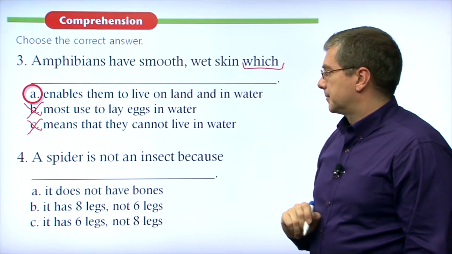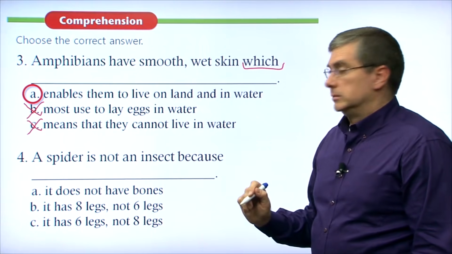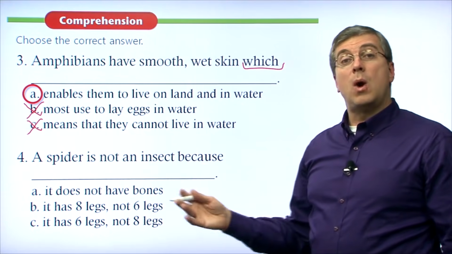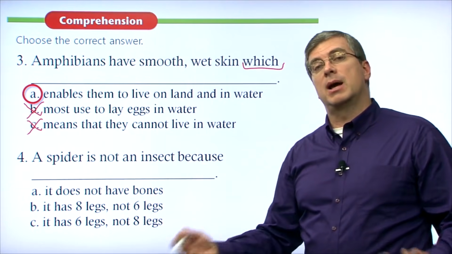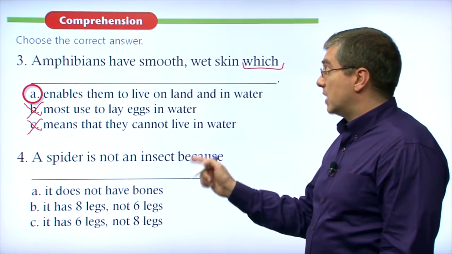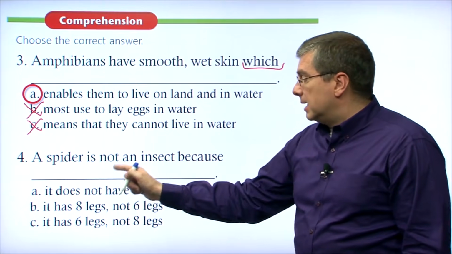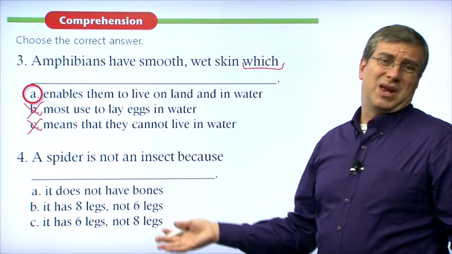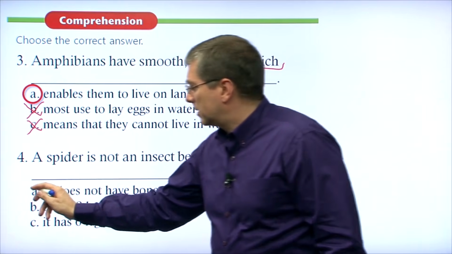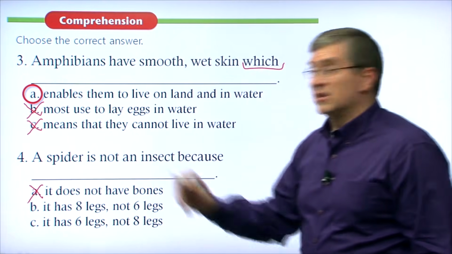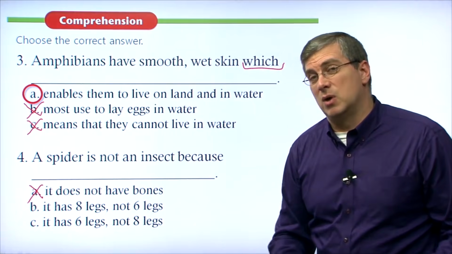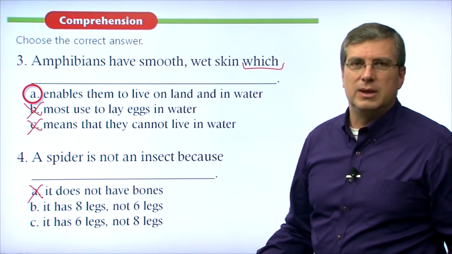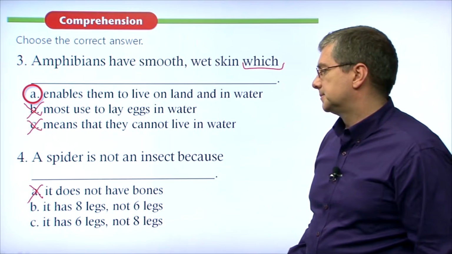Okay, number 4, a spider. No spiders. Okay. A spider is not an insect. Why is a spider not an insect? We've talked about that a few times. A spider is not an insect because A, it does not have bones. Well, that's not true because insects don't have bones. So that's not the correct answer. It's true, a spider doesn't have bones, but insects don't have bones either, do they? So that's not the correct answer.